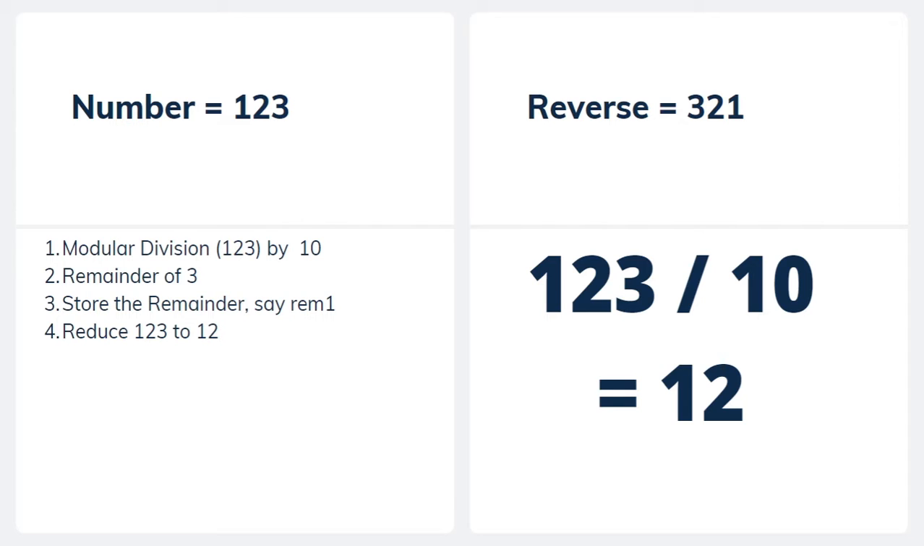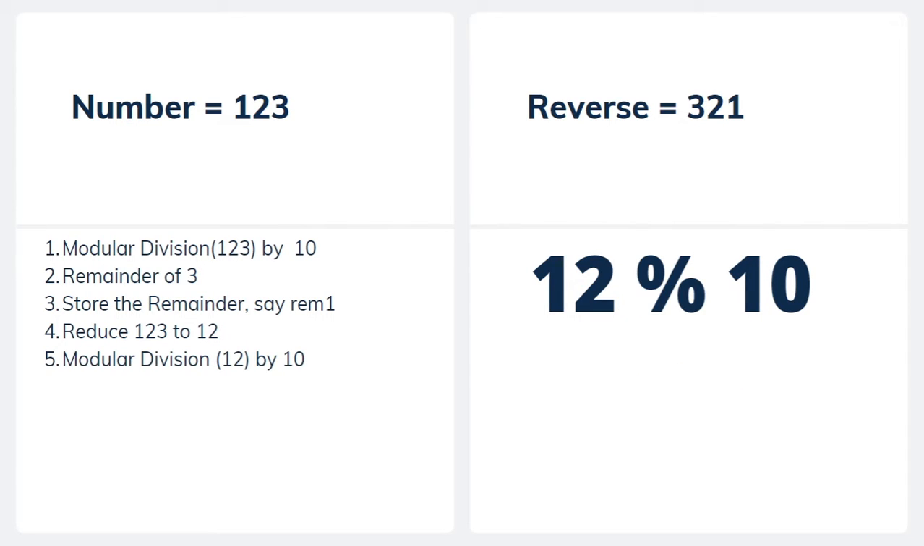So what we did is we took the modulus division first, we divided the number by 10, we got its remainder, we stored the remainder in a new variable, and then we divided the number by 10 and got its quotient value. Now what we are going to do with this quotient value is take its modular division, same as step 1. When we take its modular division, it is going to return its remainder, that is 2.